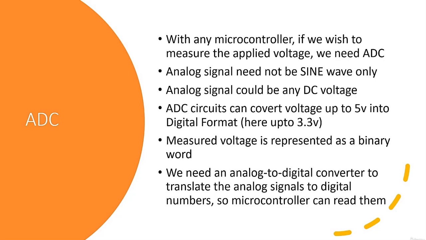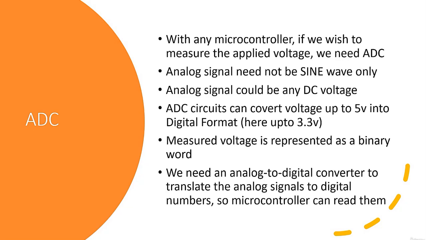Now, another thing to understand is when we say analog signals, then what comes in our mind is a sinusoidal wave. Here, that's not the case. Analog signal is referred to as any signal whose voltage is unknown and we want to know that. It can be a sine wave, it can be a triangular wave, it can be a plain DC voltage.